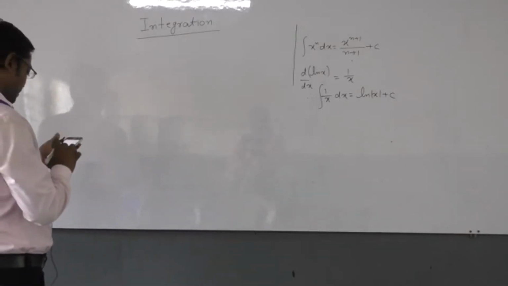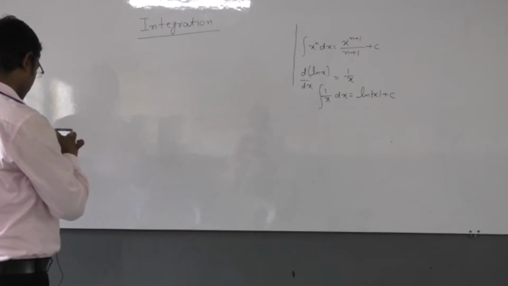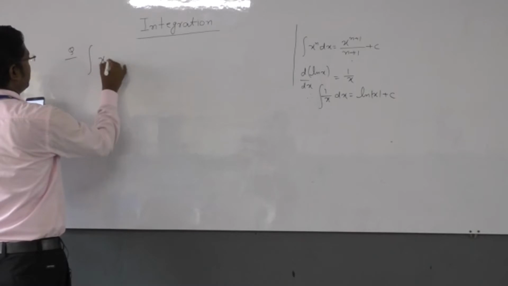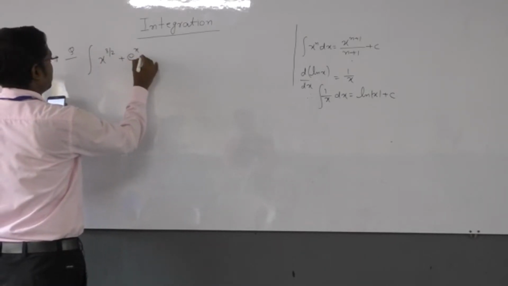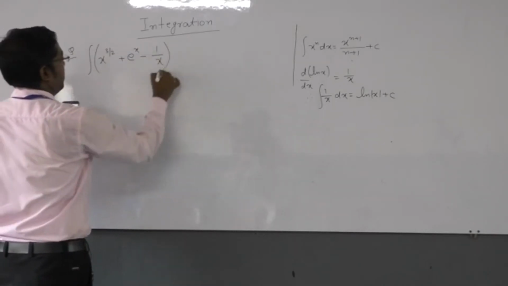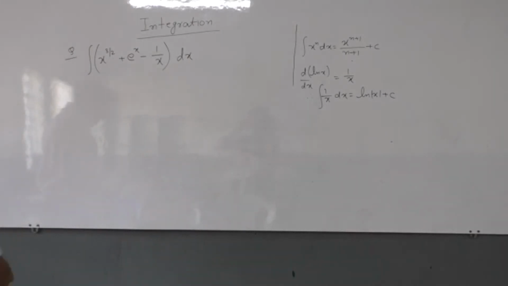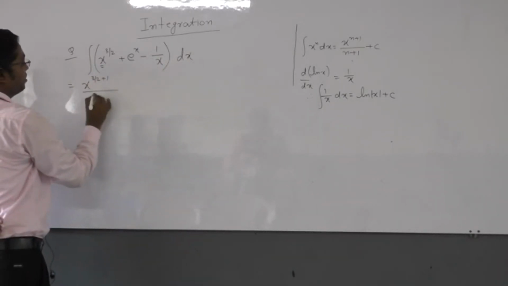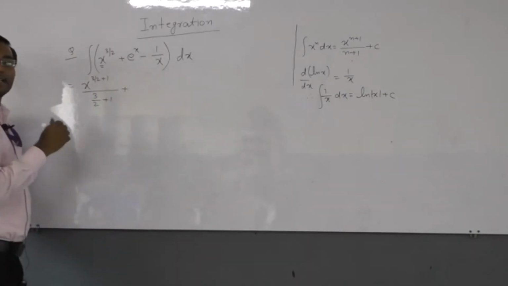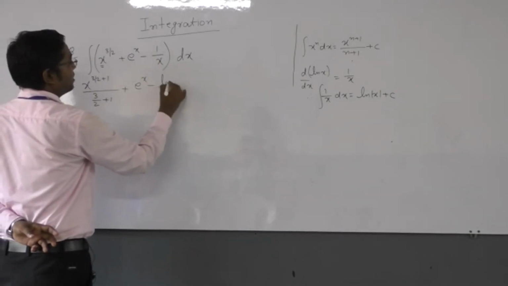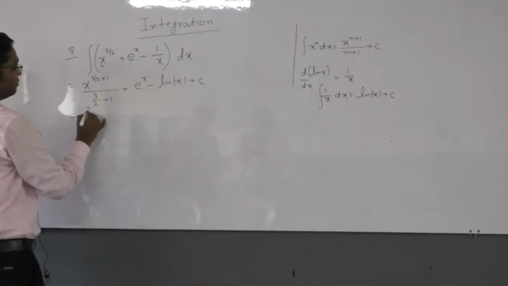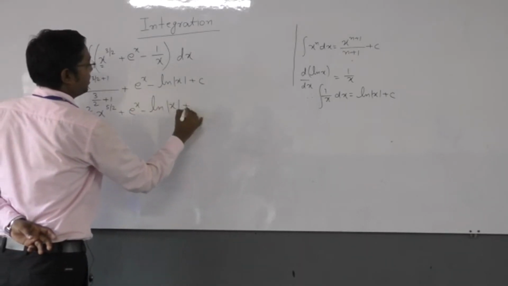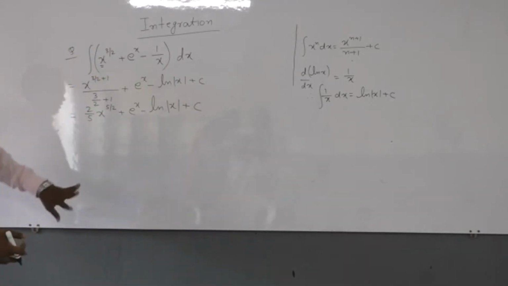Suppose we have to integrate this function: integration of x raised 3 by 2 plus e raised x minus 1 by x dx. Then what we can write here, this is there in the standard form. Let's write x raised 3 by 2 plus 1 over 3 by 2 plus 1. The integration of e raised x is e raised x only, and the integration of 1 by x is log mod x plus c. So after simplifying, we will get 2 by 5 x raised 5 by 2 plus e raised x minus ln mod x plus c. So this is the final integration of this function. Let's see the next question.